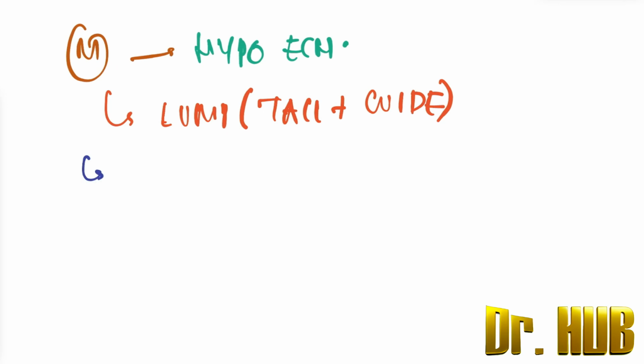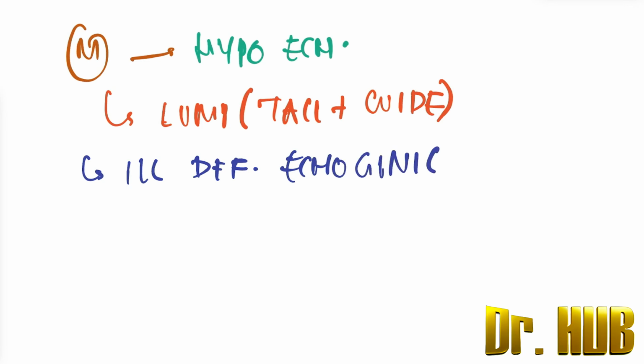Then it is ill-defined. So it is ill-defined echogenic halo. So malignant will be ill-defined echogenic halo. The central vascularity is present, whereas in benign it was a peripheral vascularity. In malignant it is going to be the central vascularity.